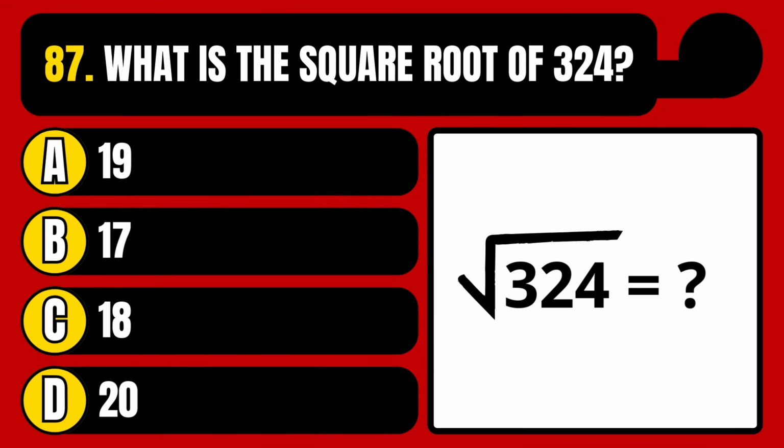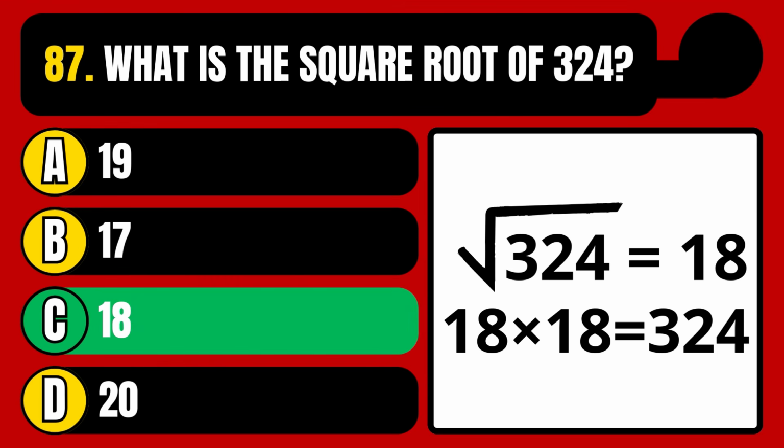What is the square root of 324? 19, 17, 18, or 20? The correct answer is option C, 18.